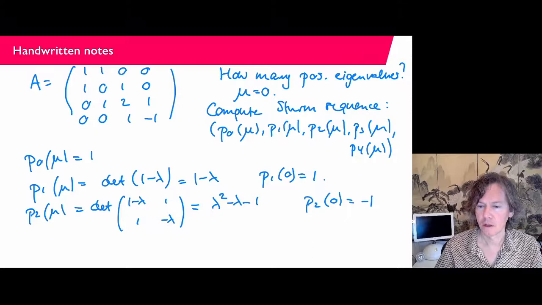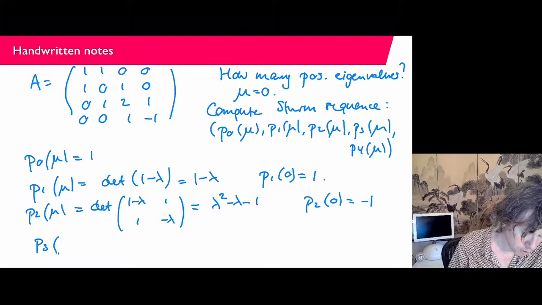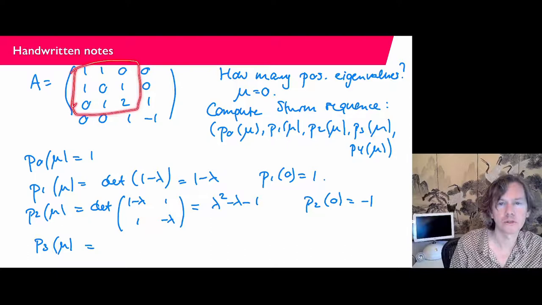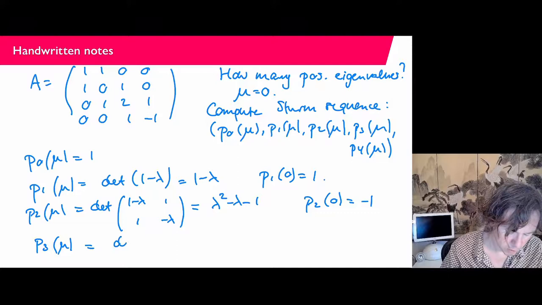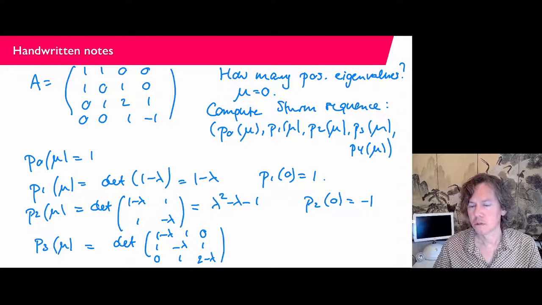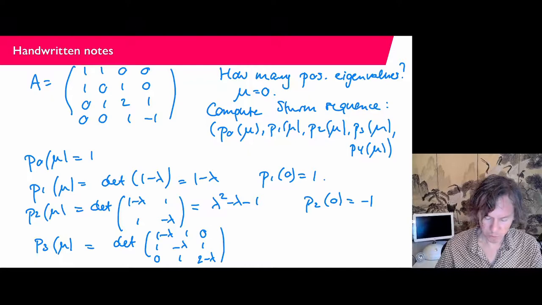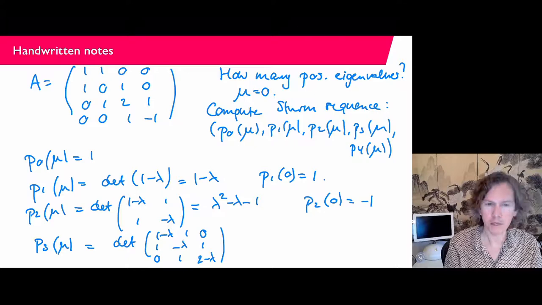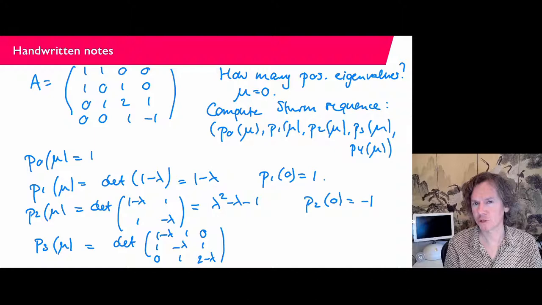Let's do one more. So P3 of mu. So I have to look at the 3x3 top left block, which is what I marked here. So what we get is the determinant of 1 minus lambda 1, 0, 1 minus lambda 1, 0, 1, 2 minus lambda. So pausing for a second with the computations, what you already see here is that this is a lot of work. So we would like to have a more efficient, faster way of computing such a Sturm sequence. And we will also discuss that in a future video.